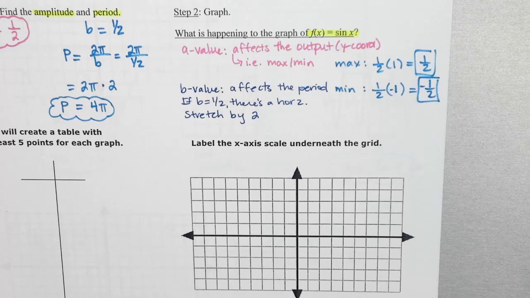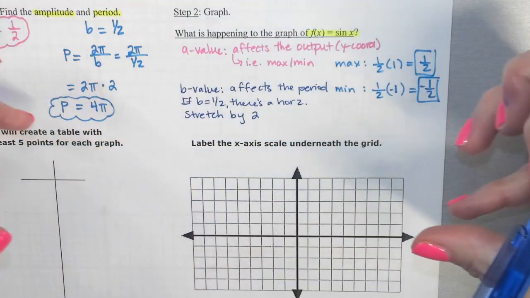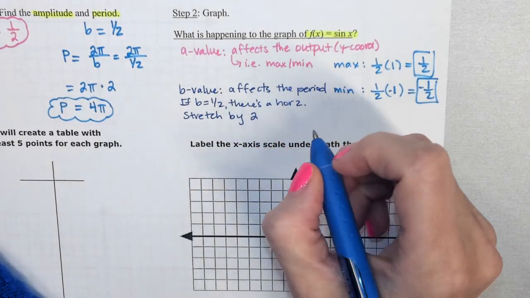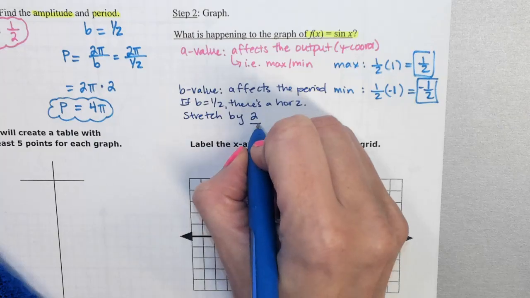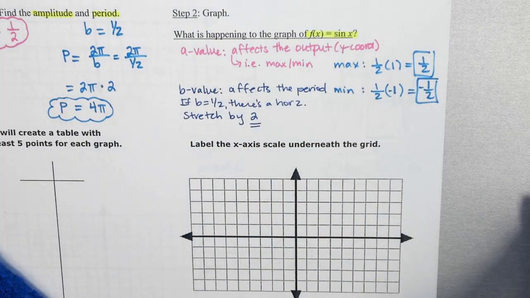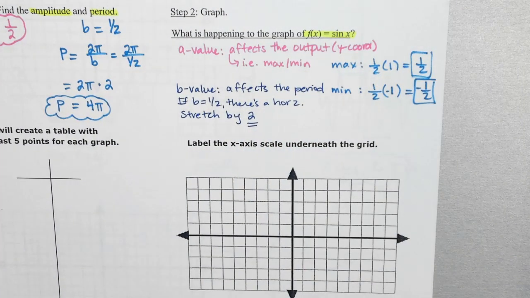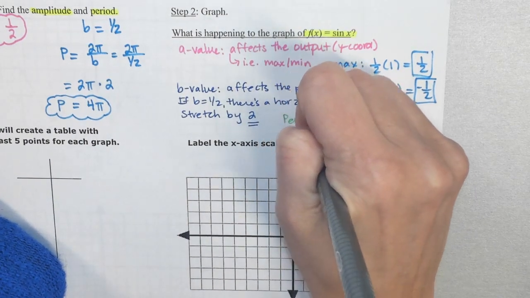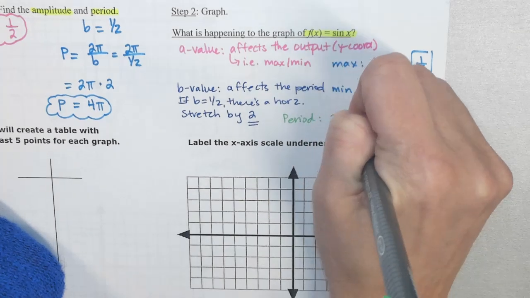And then if that value is greater than 1, it's a horizontal stretch. So when we say it's a horizontal stretch, all that means is horizontally, we are pulling that graph apart so it gets wider. Okay, and then this is going to affect the period. Because the stretch is by 2, when you are finding the period value, you could just take that and you can multiply it by the period of the parent function.